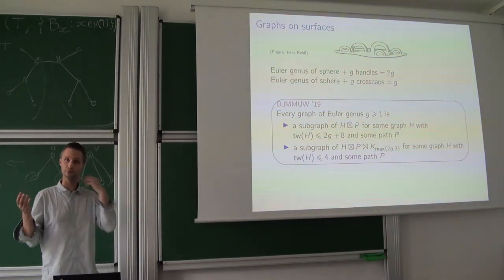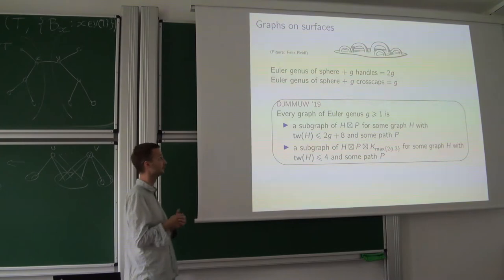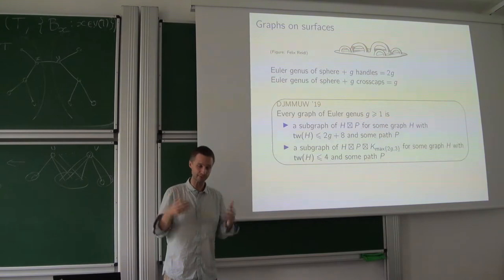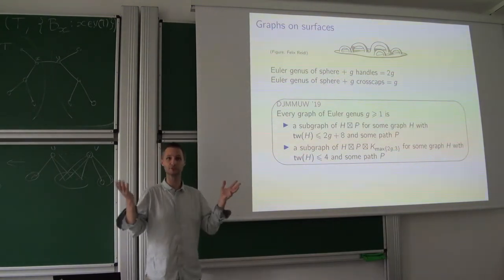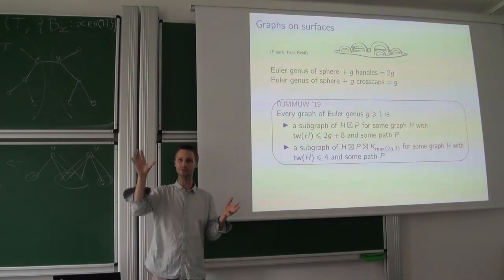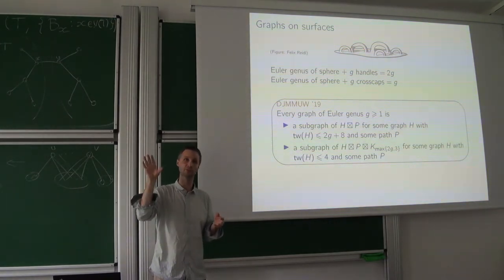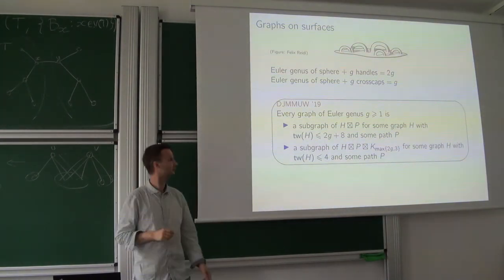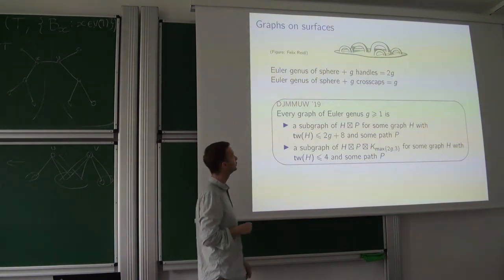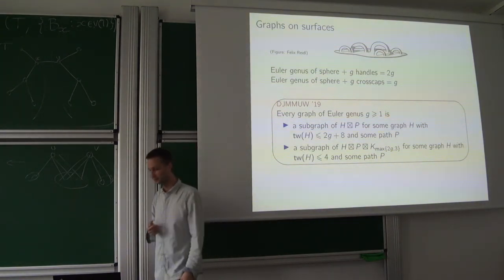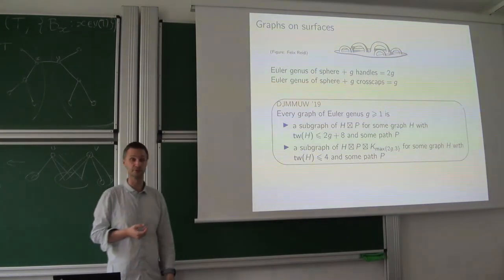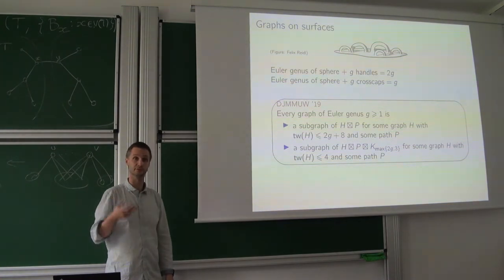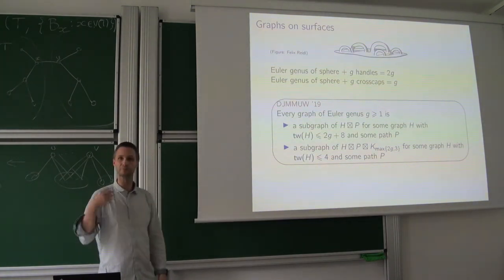But then it's natural to ask what are other classes of graphs for which we can state a product structure theorem. And by a product structure theorem, I mean your graph is a subgraph of some H of bounded tree width times a path, for instance. Or maybe H times a path times a clique, if you want. But something like that. And the first thing you can do is you can show that this holds for graphs on surfaces. Right? So if you have a graph that is drawn on a surface of Euler genus g, what do I mean by Euler genus g?